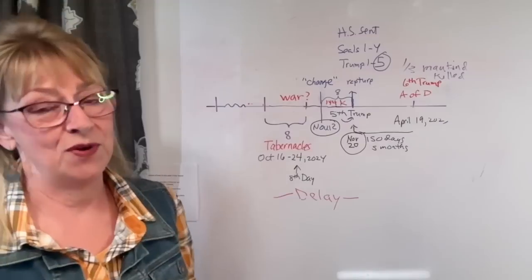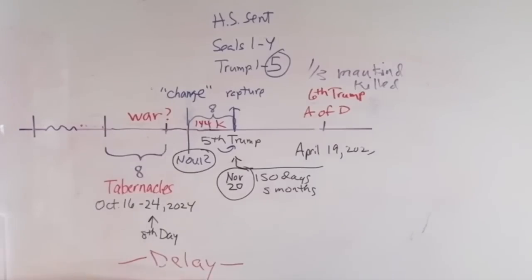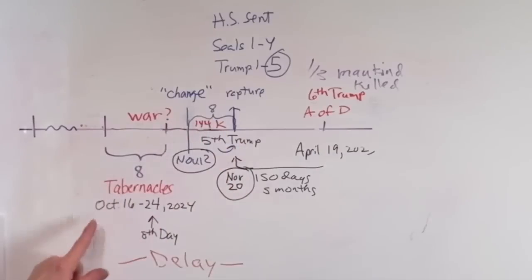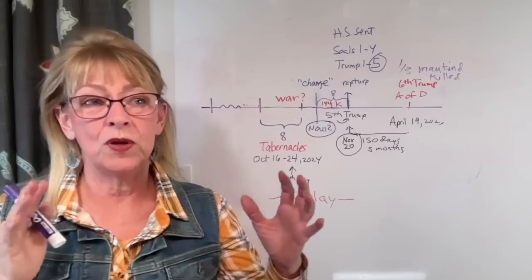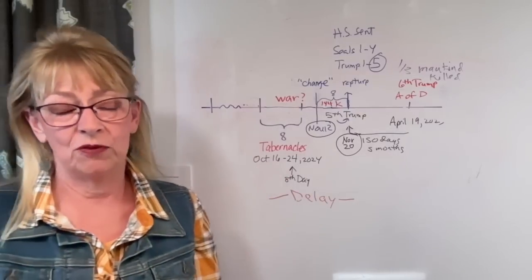All right, so I hope this has kind of cleared things up. Remember, the Bible does talk about a delay. And so this delay is in this window of time, basically from October 16th to November 20th is the window of time that we're sort of looking at for our change and rapture.